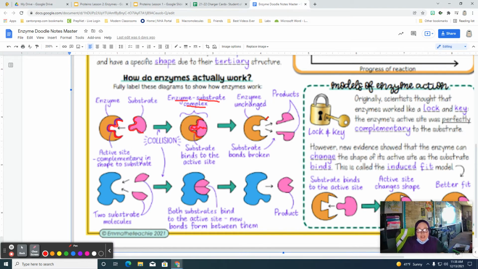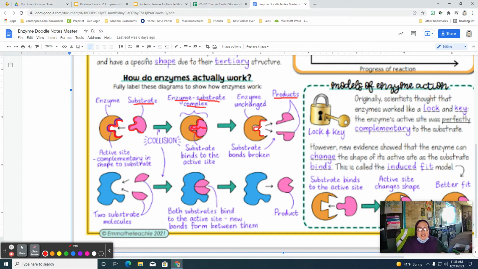When this is done and the products are formed, the products are going to release from the active site because now they're a different molecule. Both products are going to move away or leave the enzyme. The substrate is the starting molecule, and now it has been produced into its final product. And now the enzyme, this is really important, is unchanged.